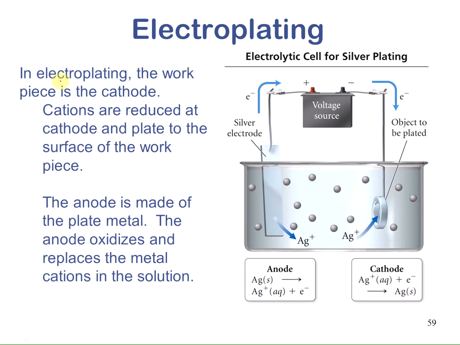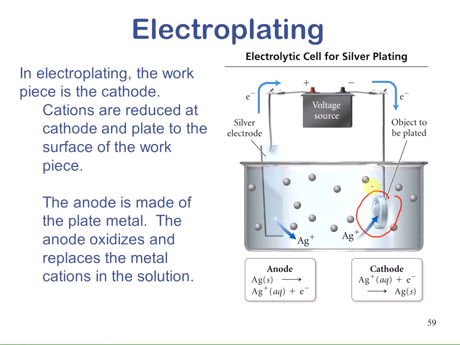So in electroplating, the workpiece is the cathode. Here we have a ring, and we want to deposit silver on the outside of it so it looks nice and pretty. The cations are reduced at the cathode, and they plate the surface of the workpiece.